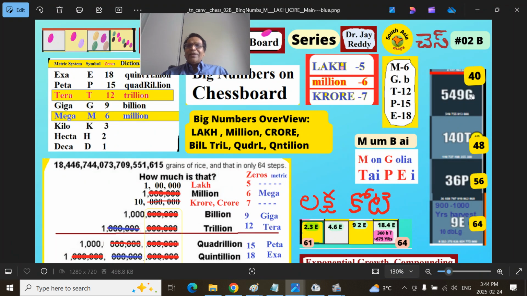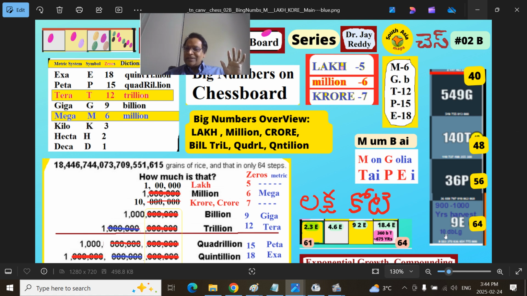You are looking at the bottom part of the chessboard. We have the top four parts there, and the bottom four. You have the squares 40, 48, 56, 64. In this last square, you see 9 grains you can put. E means exa, that is the quintillion. Remember, the maximum grains is the exa or quintillion. You won't go more than that. 9 followed by 18 zeros.